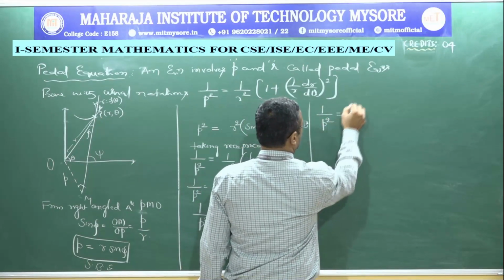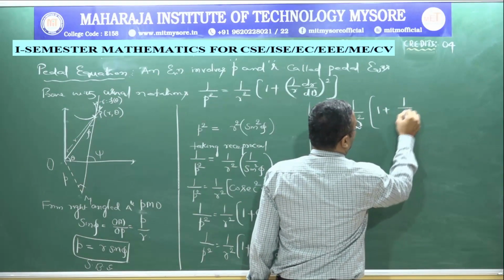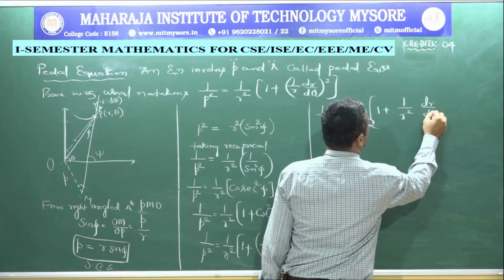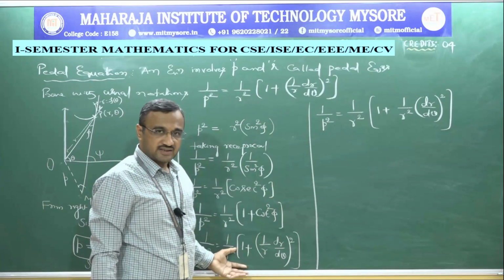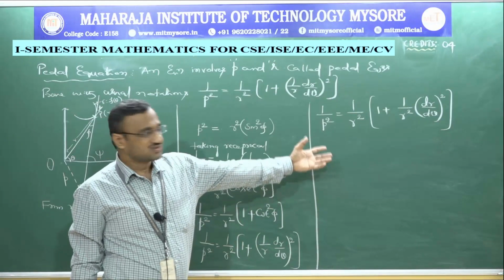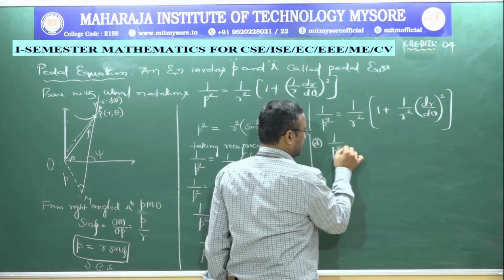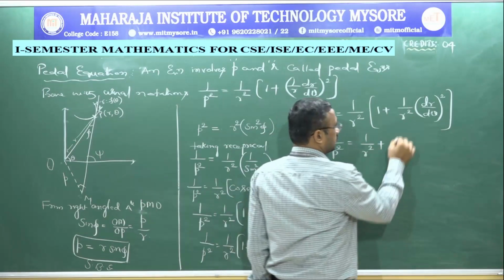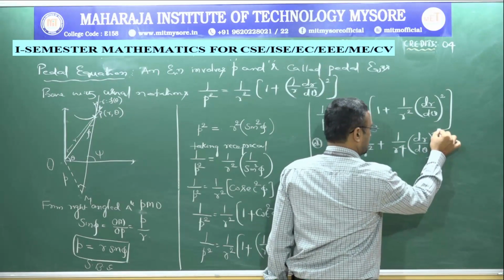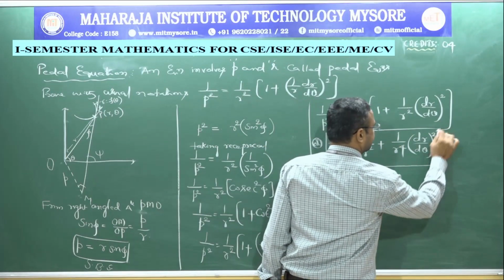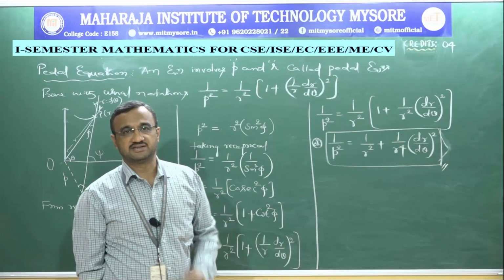Make a simplification of this. 1 by P square equal to 1 by R square into 1 plus the simplification of this, 1 by R square into dr by d theta whole square. What they are asking here, the desired results are obtained. Sometimes some expansion form is asked of you. So that's why I am going to expand this. 1 by P square equal to 1 by R square plus 1 by R power 4 into dr by d theta whole square. This is the result we are getting, the pedal equation, that is the length perpendicular from pole to tangent.